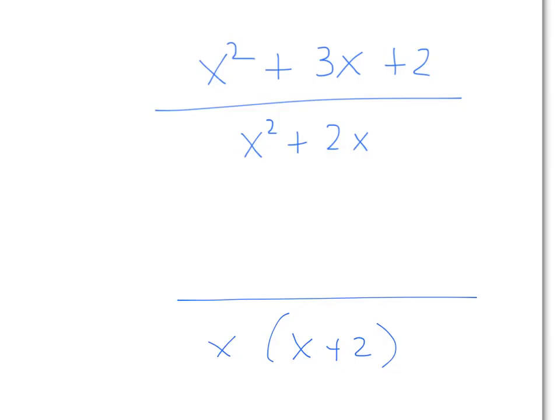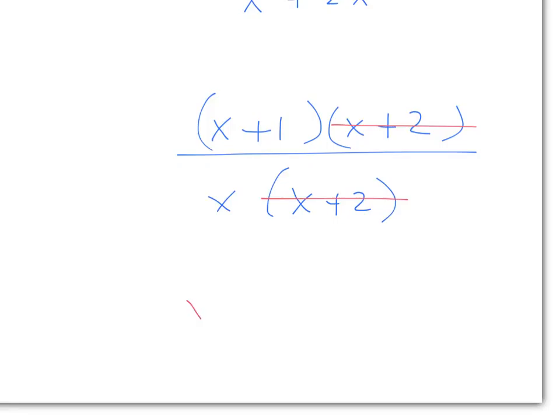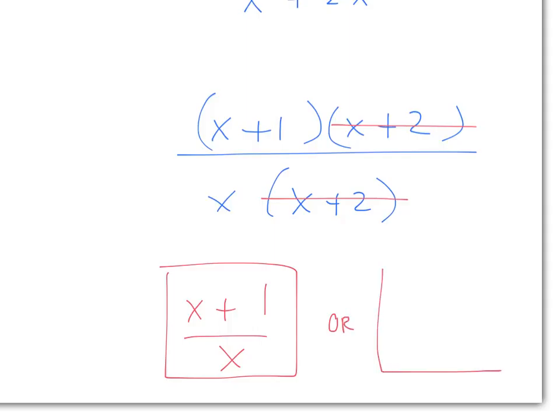Numerator factors into what? Yeah. And we see the x plus 2 cancellation, leaving our answer as x plus 1 over x. Now, you could write it that way, or how else could you write it? Divide the denominator, right, into both terms in the numerator. What would that give you?